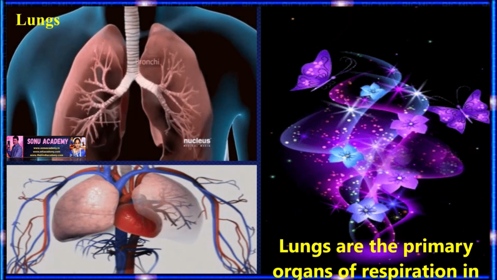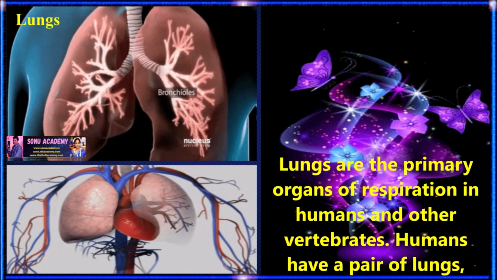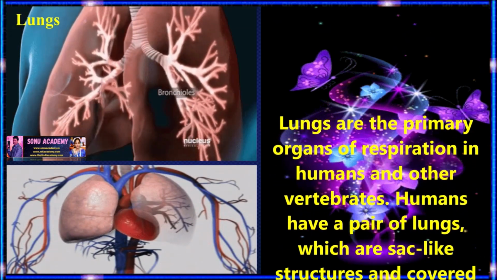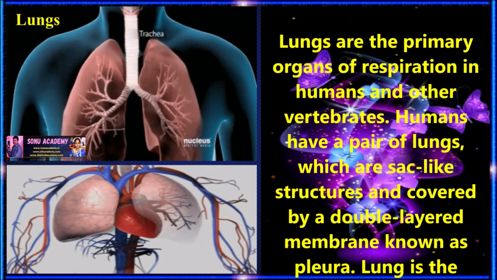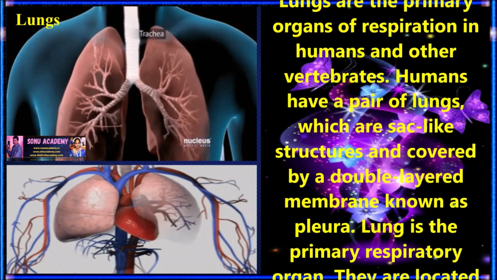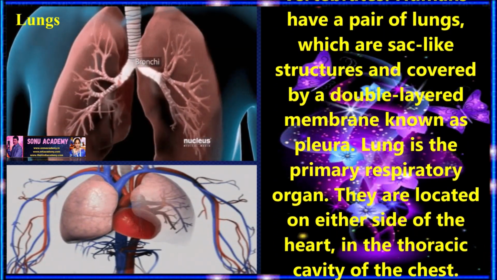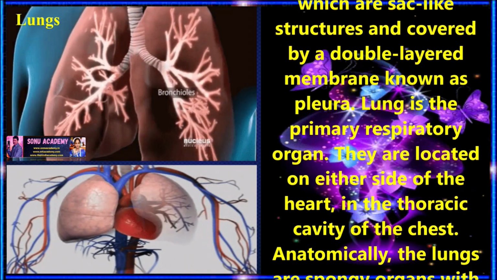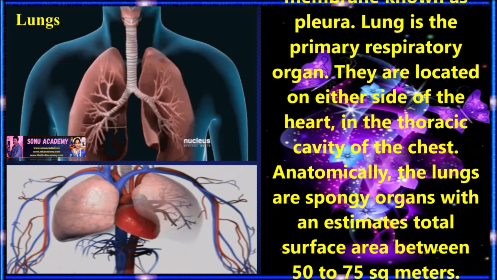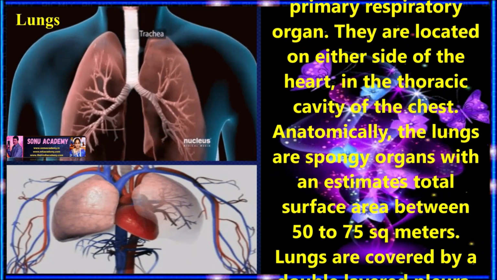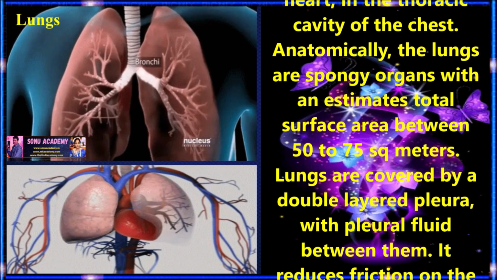Children, now let us discuss the lungs. Lungs are the primary organs of respiration in humans and other vertebrates. Humans have a pair of lungs, which are sac-like structures covered by a double-layered membrane known as pleura. The lung is the primary respiratory organ. They are located on either side of the heart in the thoracic cavity of the chest. Anatomically, the lungs are spongy organs with an estimated total surface area between 50 to 75 square meters.